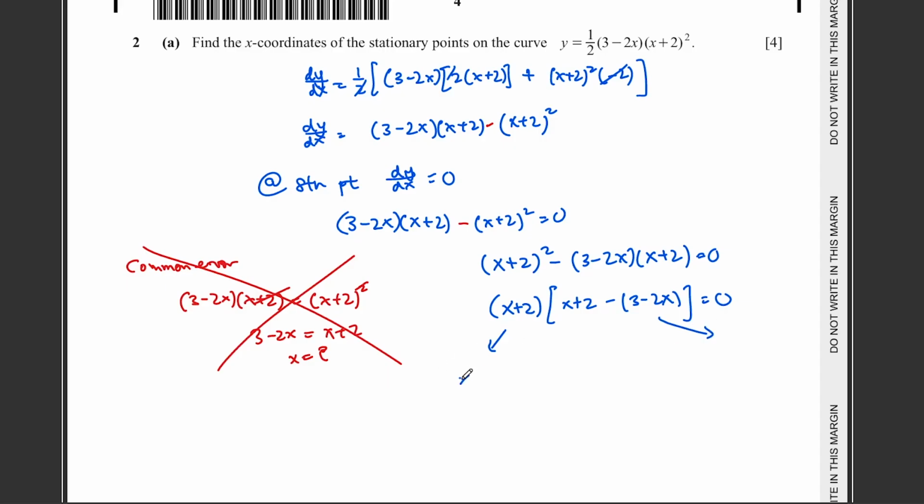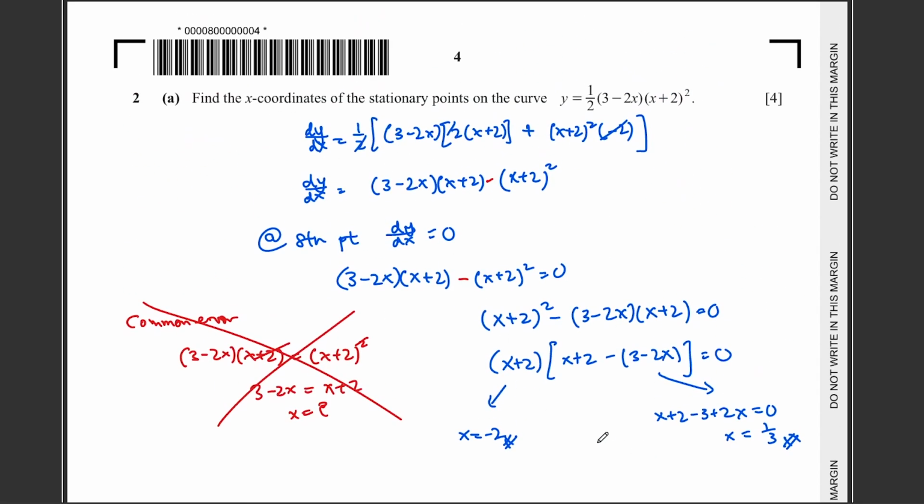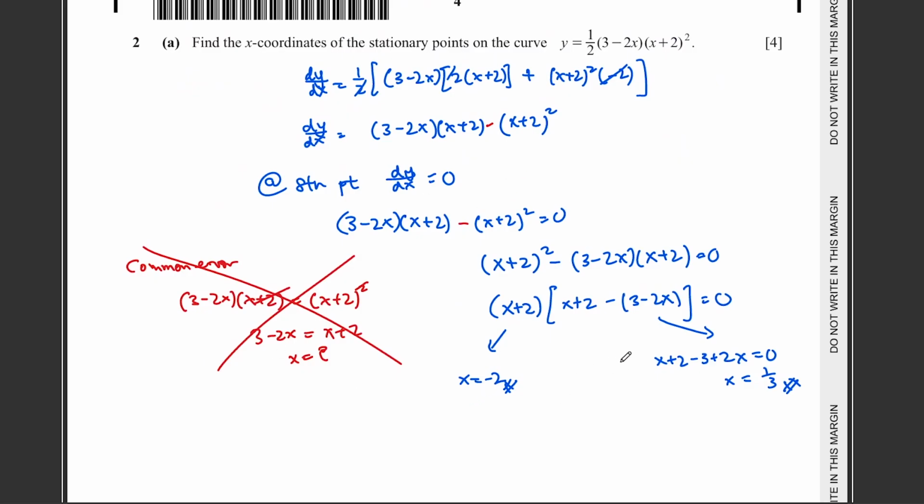So either x will be equal to negative 2, or this expression will be equal to 0 and x will instead be 1 over 3. So you should have two answers here, and that's it. They did not ask to find the y coordinate, they only wanted the x coordinate. So this should be your final answer.